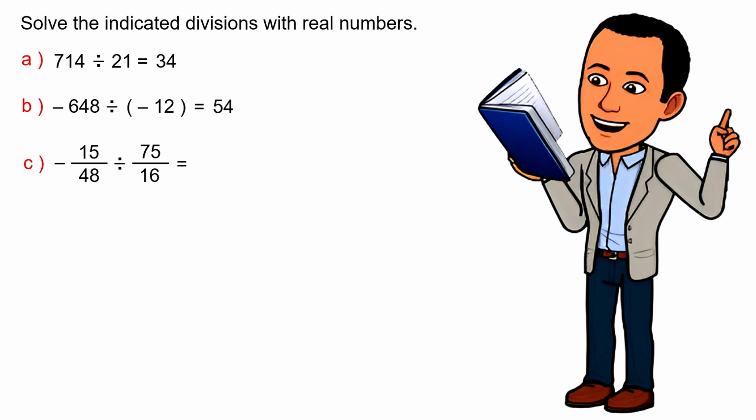Literal C. The quotient of minus 15 divided by 48, divided by the quotient of 75 divided by 16. In this third case, we have the quotient of rational numbers, but fractions. Now, unlike the multiplication, my recommendation is to transform the division between the fractions to multiplication, finding the reciprocal of the second fraction, and it would be.